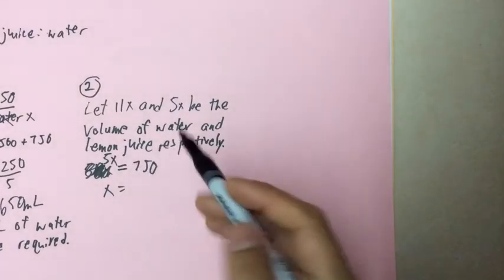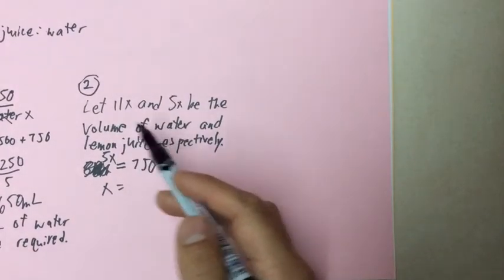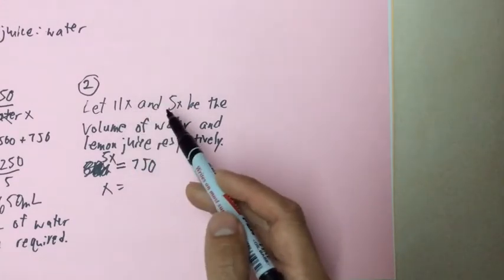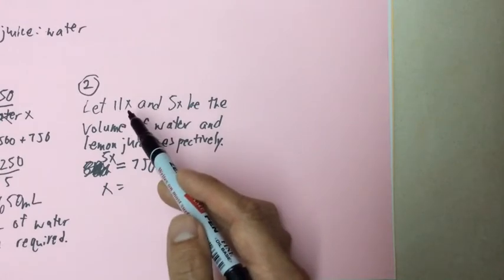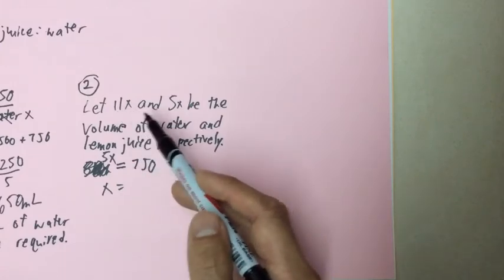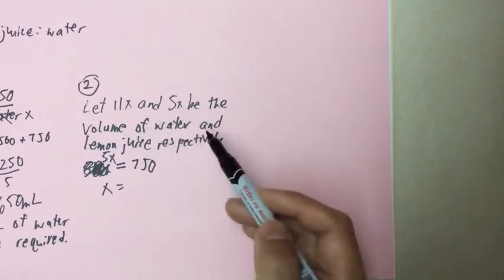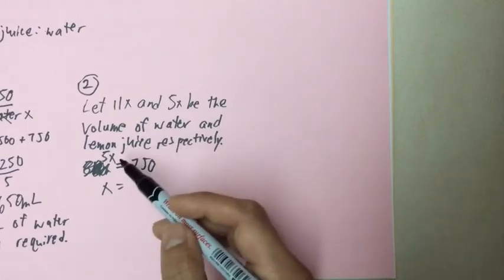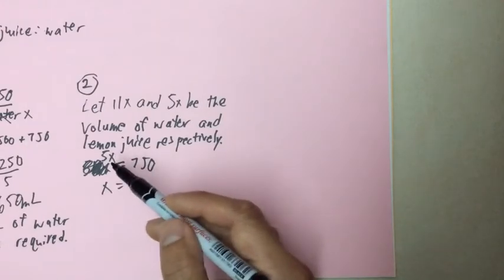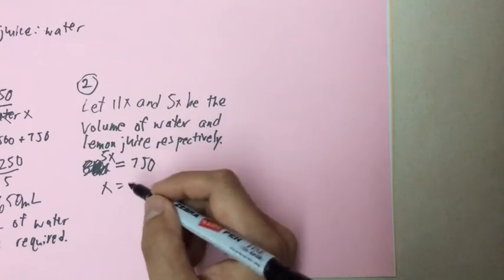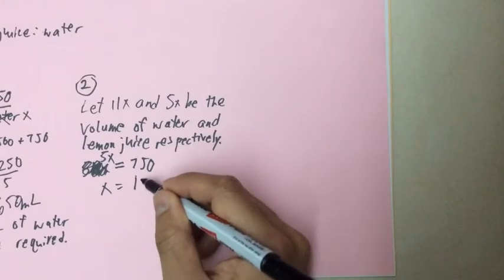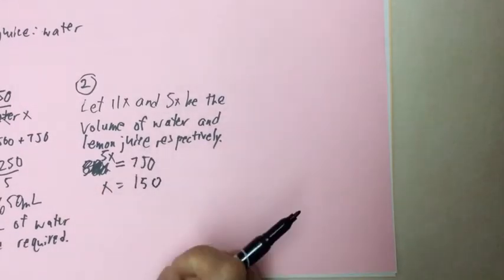Our second method is to find the ratio of the 2 numbers by letting each number in the ratio be represented by x, with the number in the ratio being the coefficient of x. So we can have 11x and 5x be the volume of water and lemon juice respectively. We find what x is first with the lemon juice. So 5x equals 750. That makes x equal to 150, I believe, if my math is correct.